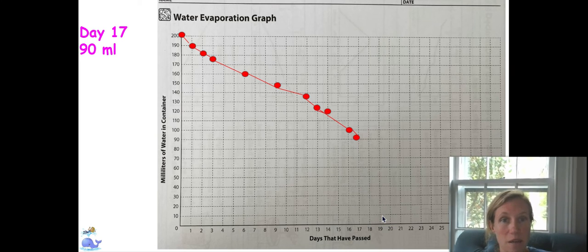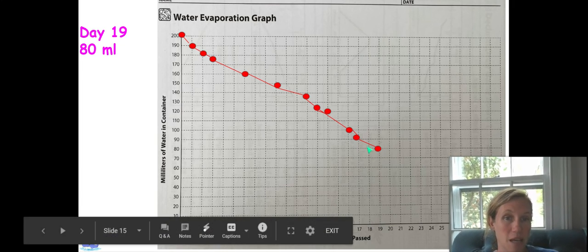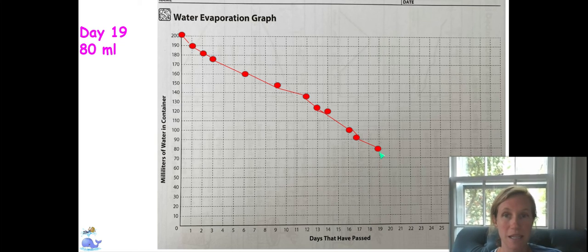Here we go. Day 17, we recorded 90 milliliters. Day 19, again, over to 80. All right, so we skip day 18. See how that line passes through 85 mLs? That's how we know we're right. We're now at day 19.